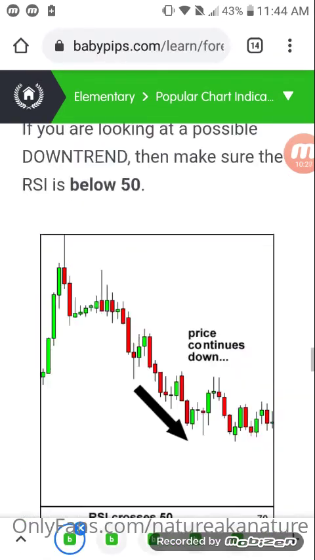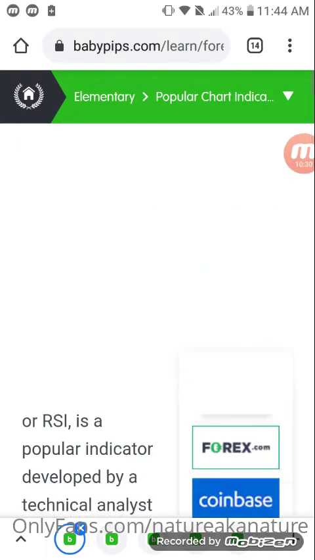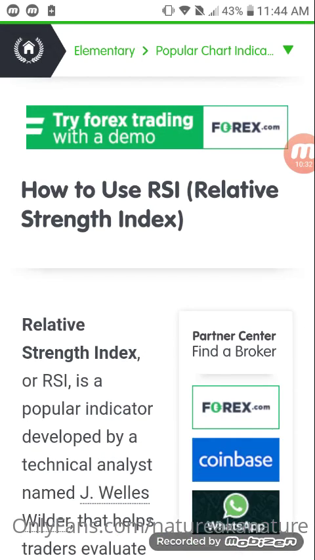So that's basically everything you need to know about RSI. It's another technical indicator that I use, that a lot of traders use, and it's found in your MetaTrader 4 app.